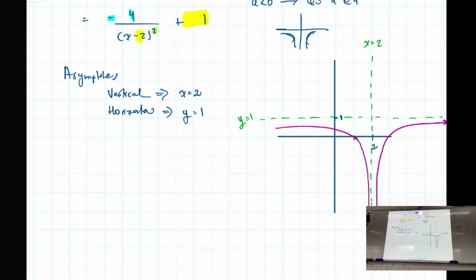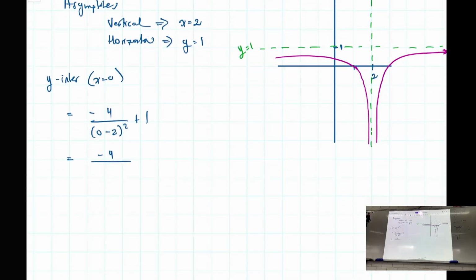So let's do it. It's not hard for us to solve. Let's start with the easiest one, which is my y-intercept. So that would be minus 4 over 0 minus 2 squared, plus 1. So minus 2 to the power of 2 is 4. Good job. Plus 1. And then minus 4 over 4 is? Negative 1 plus 1 is 0.